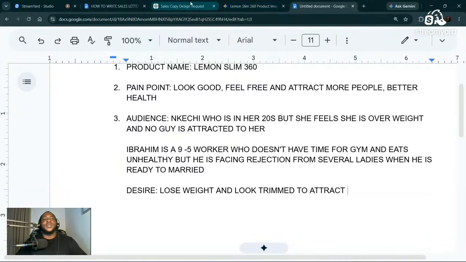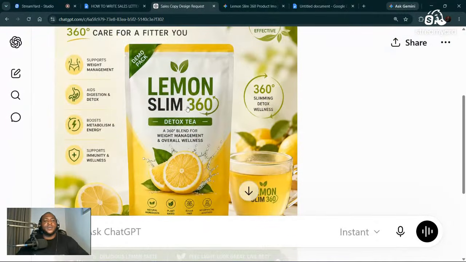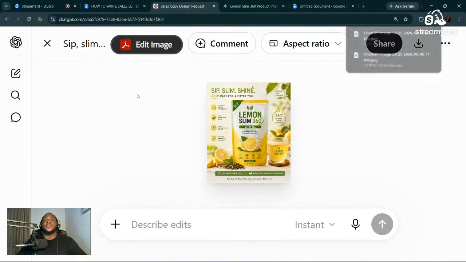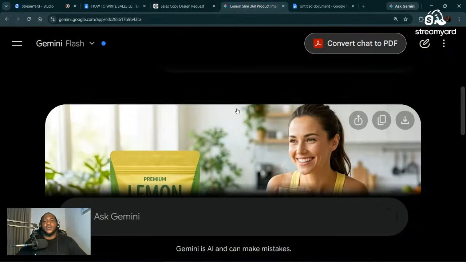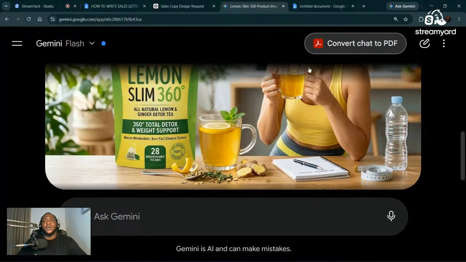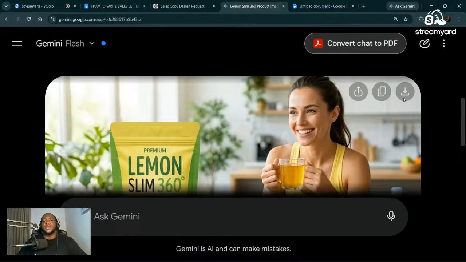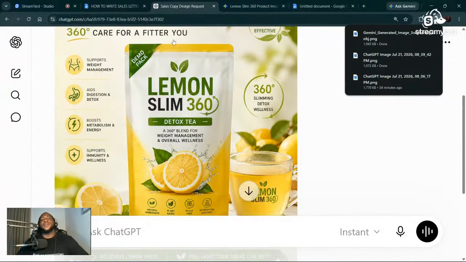So now let's see what this guy gave us. You can see what ChatGPT gave us. You can see Lemon Slim 360. This is beautiful. Let's download it. Now let's go to Gemini. Oh, this one, Gemini gave us a very good prototype. You can see almost the same thing. This one is beautiful. I'm going to project it, so then we will know which one we are going to use. Almost the same thing.